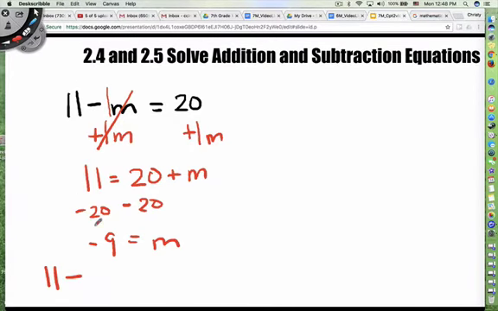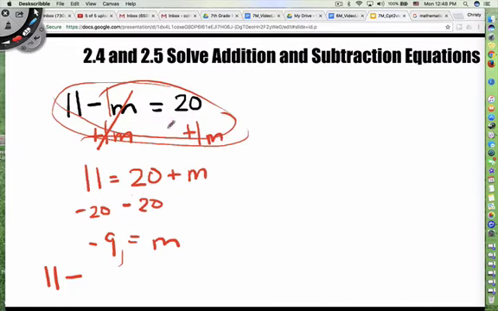We plug it into the original equation, which is right here. 11 minus m, so 11 minus, and we're saying that m is equal to negative 9, which is equal to 20. So this means 11 subtract a negative 9. So keep, change means 11 plus 9, which is 20. Perfect, it checks out. Something to pay attention to. Let's go ahead and try another example.